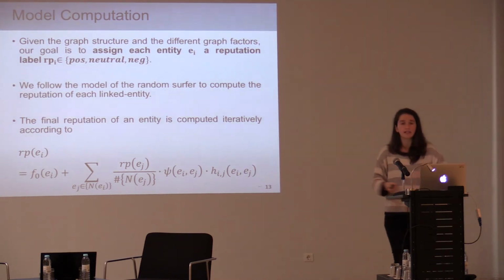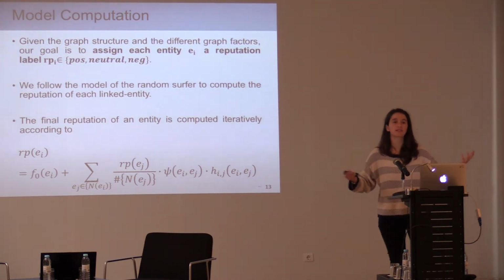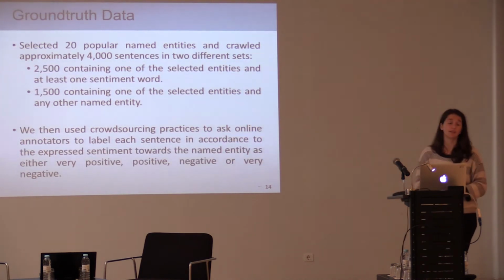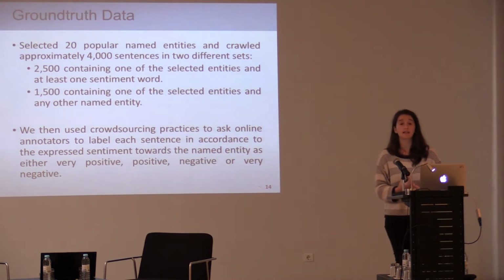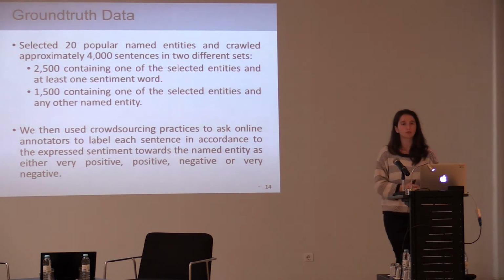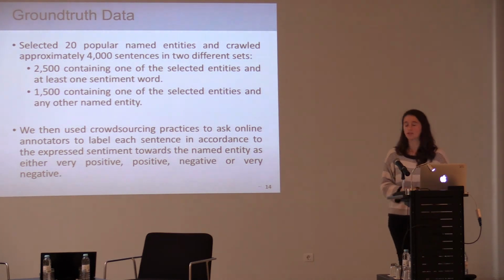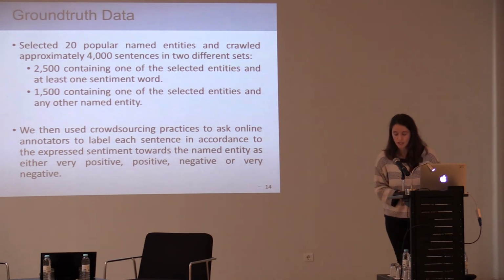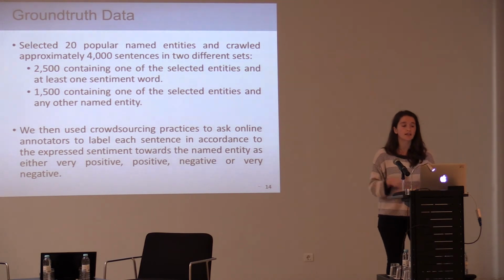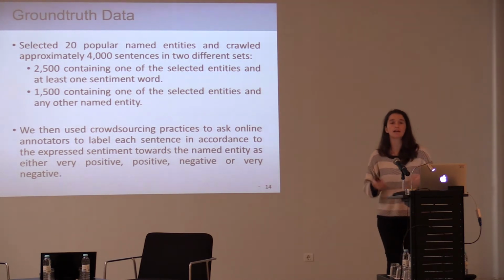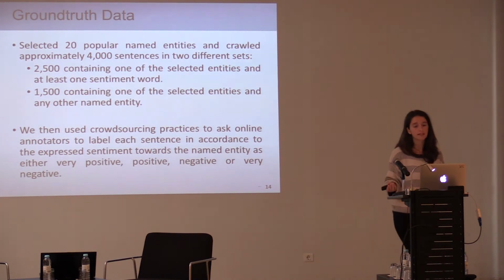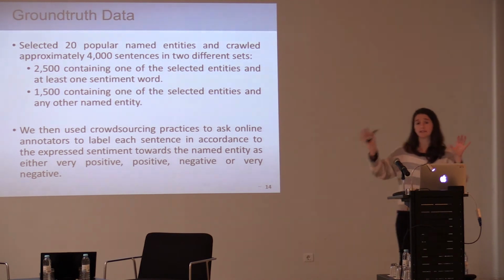So in the end, we have a certain amount of entities, and we say that they have this given reputation. One of the biggest challenges here was how can we evaluate this? So we did not have any data sets that was already annotated so we could answer to this question. So what we did here, we used crowdsourced techniques where we randomly extracted 2,500 sentences where our entity occurred together with another sentiment word. And we did the same where we had the entity occurring with other entity.